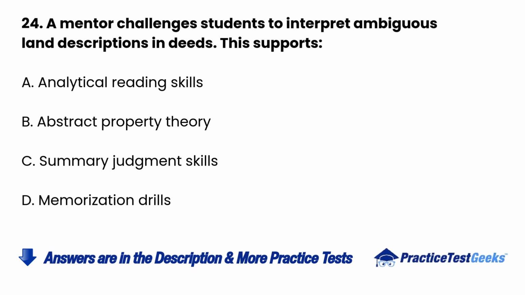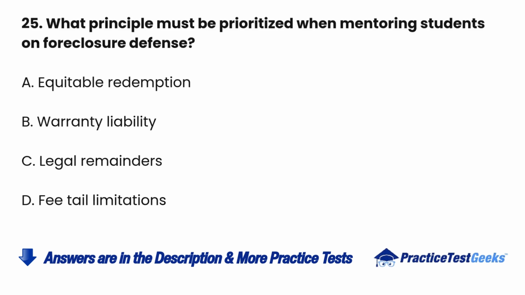24. A mentor challenges students to interpret ambiguous land descriptions in deeds. This supports A. Analytical reading skills. B. Abstract property theory. C. Summary judgment skills. D. Memorization drills.